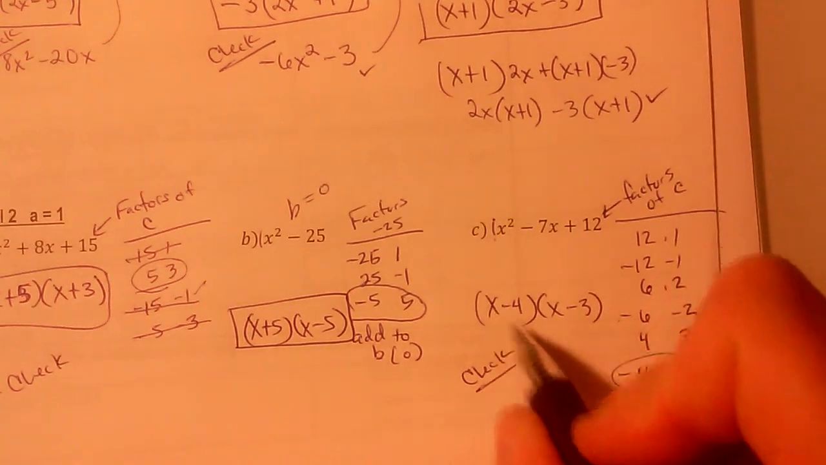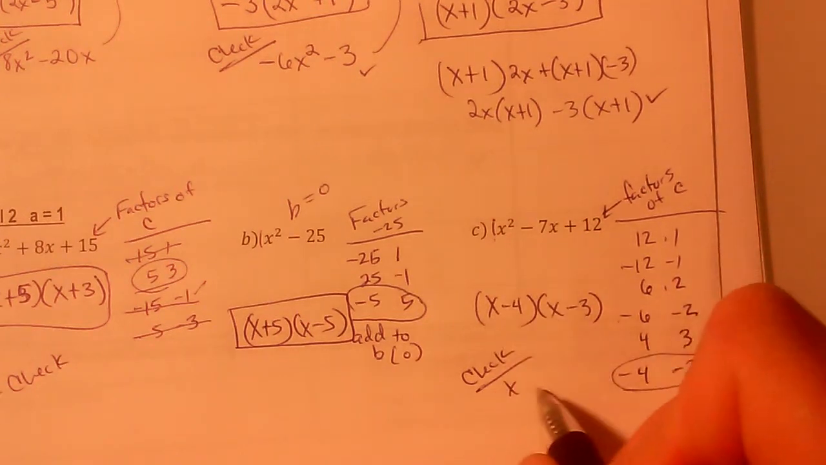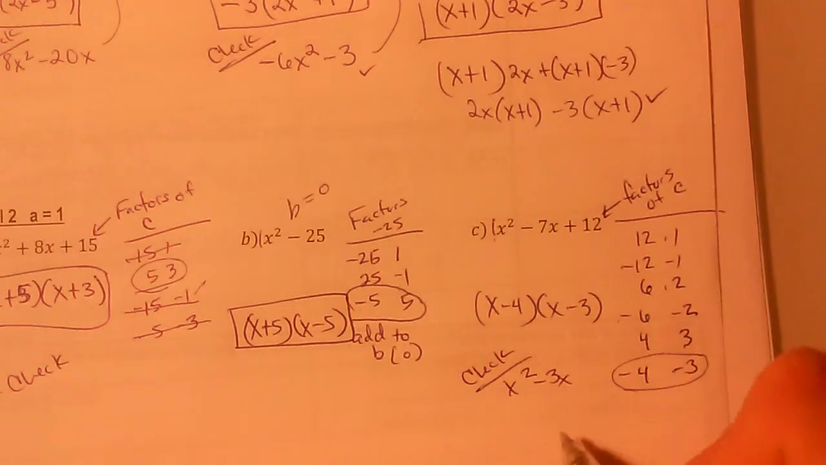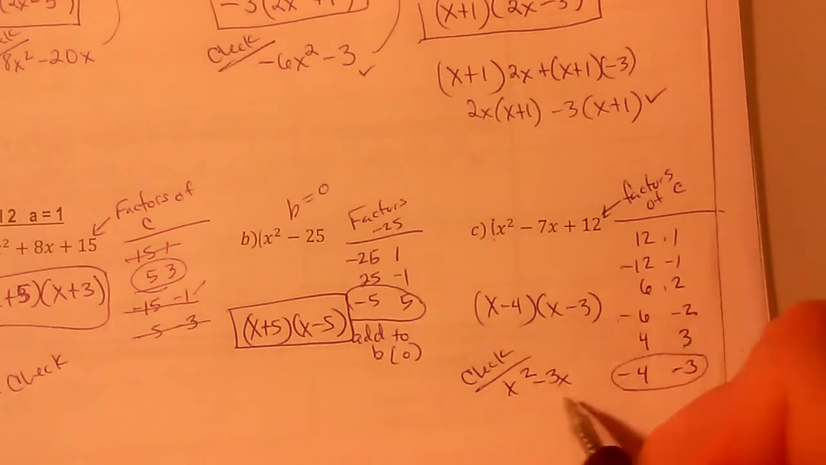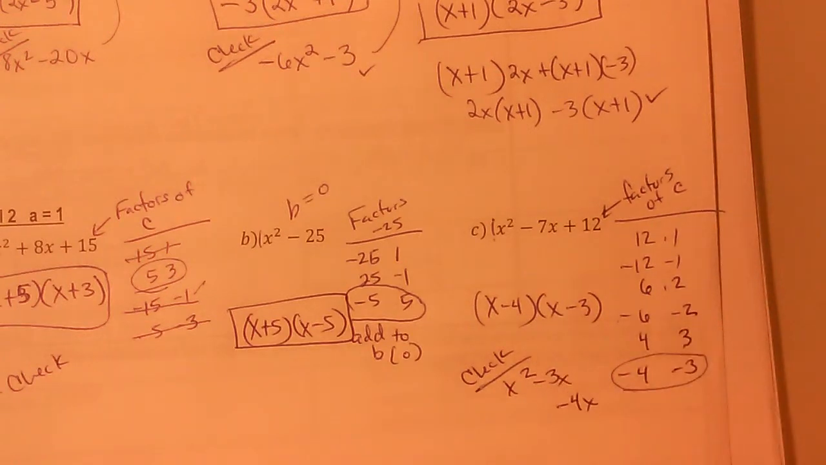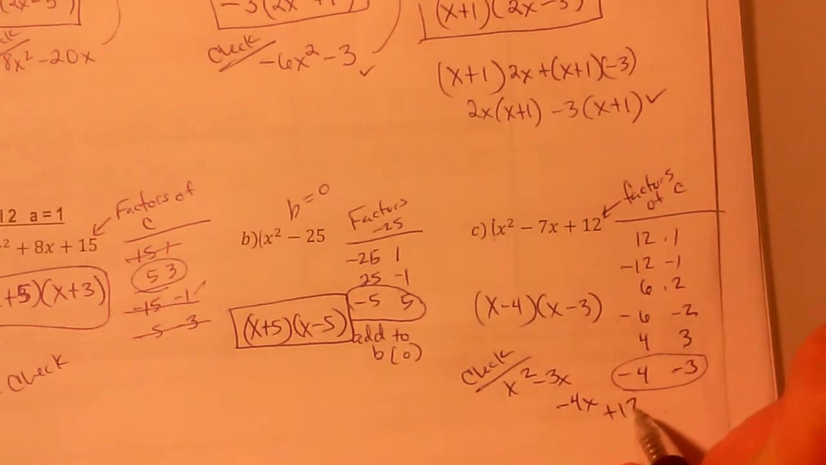X times x is x squared. X times negative 3 is negative 3x. I'm running out of space. I'll just come down a little bit. Negative 4 times x is negative 4x, and negative 4 times negative 3 is a positive 12.